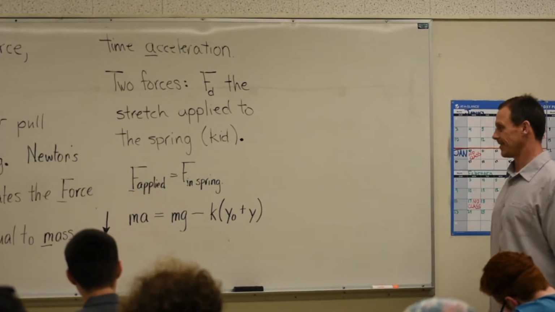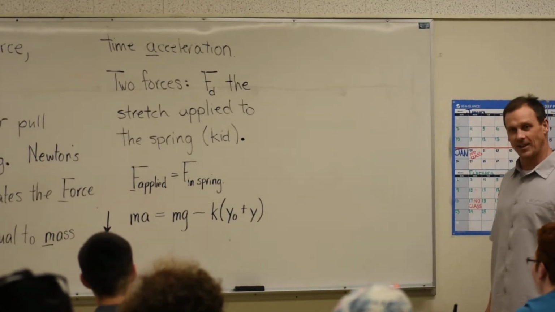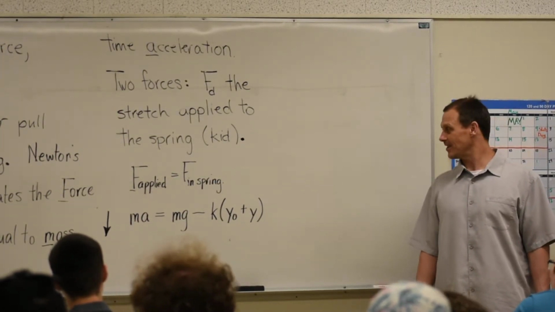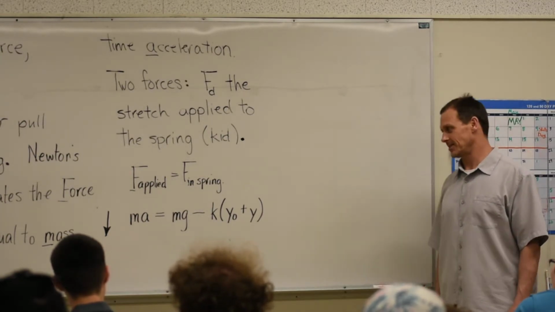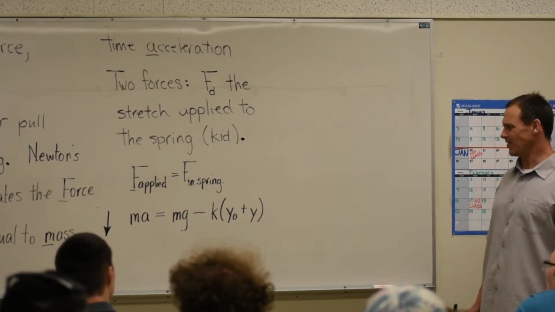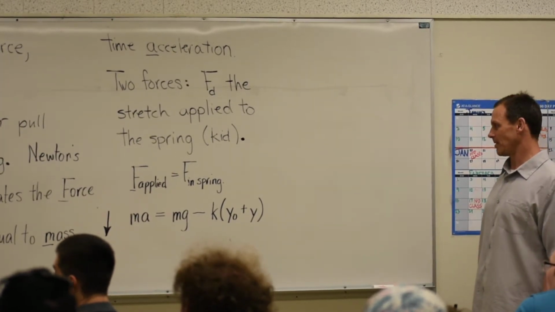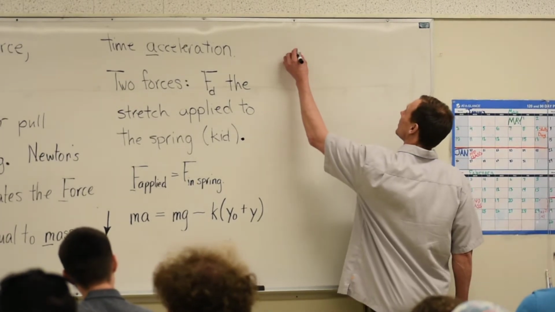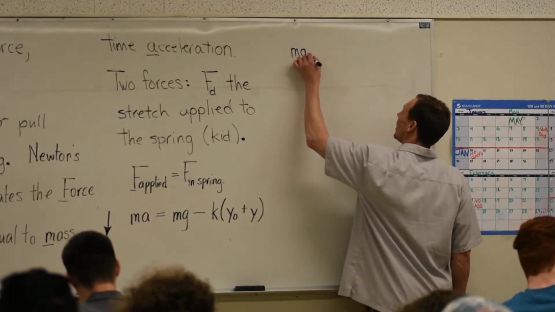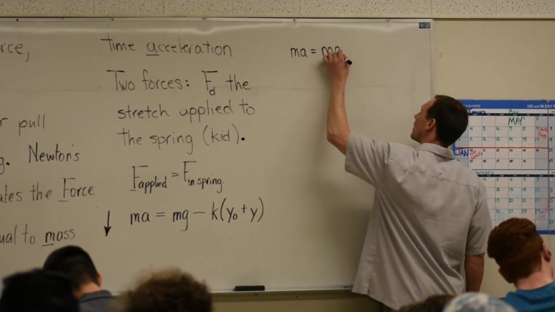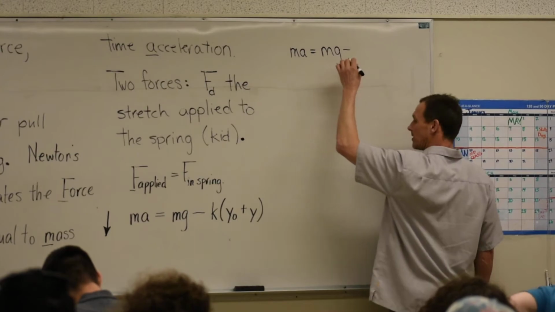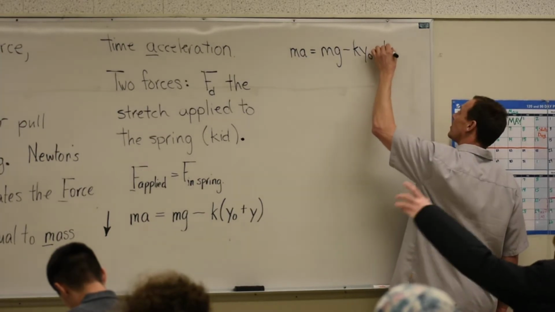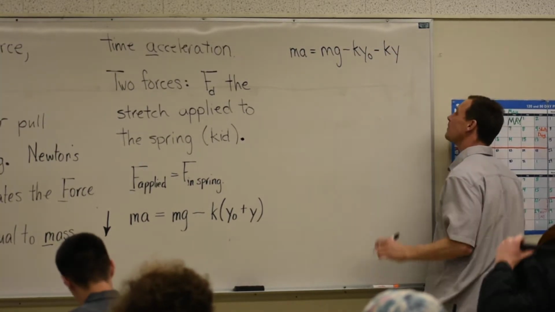All right, let's clean that up. Yes? Like the two masses up there are the same. Yes, those are the same masses. Oh, they are? I believe so, yeah. Those are the same masses. Let's clean this up. I'm going to distribute k. So I've got m times a is equal to m times g minus k times y0 minus k times y.